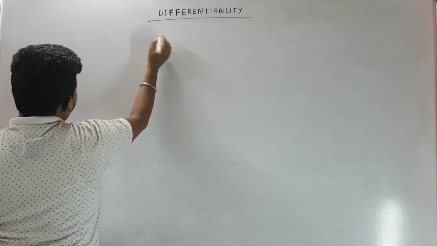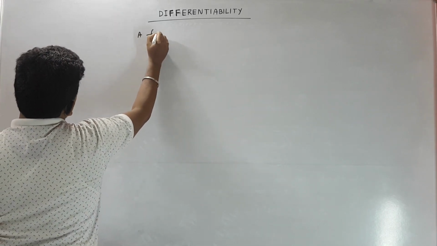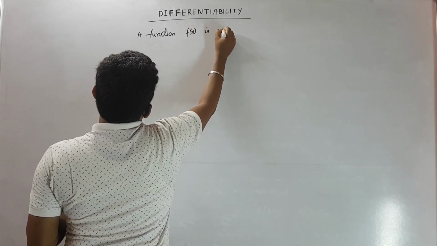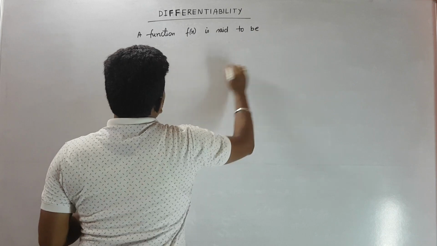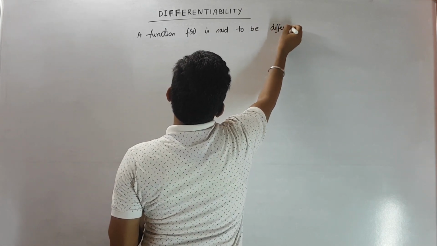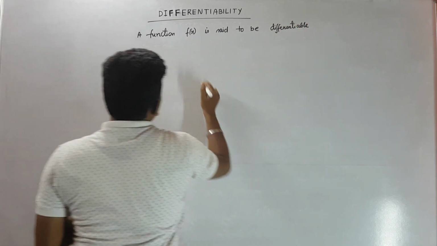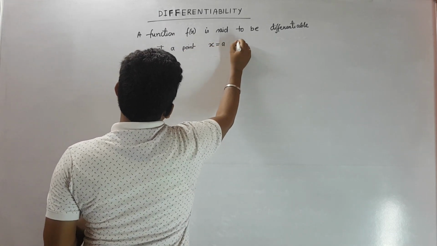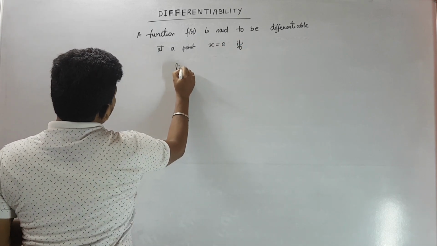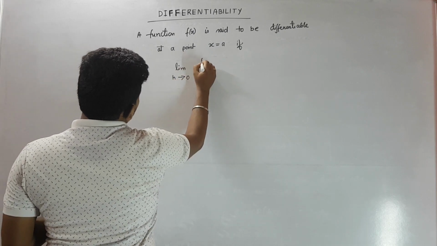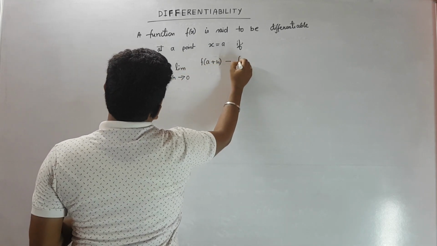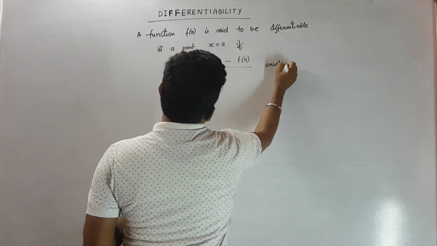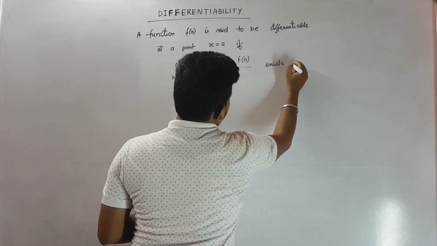For a function f(x), a function f(x) is said to be differentiable at a point x equal to a if limit h tends to 0 of f of a plus h minus f of a by h exists, that is, exists and is finite.